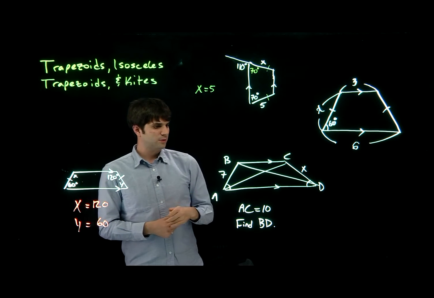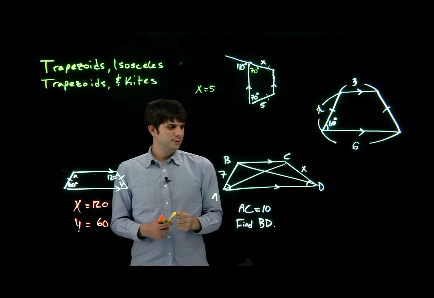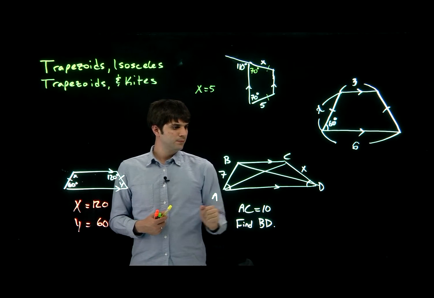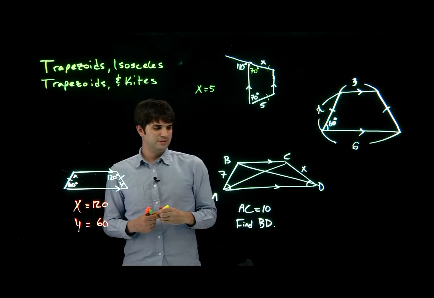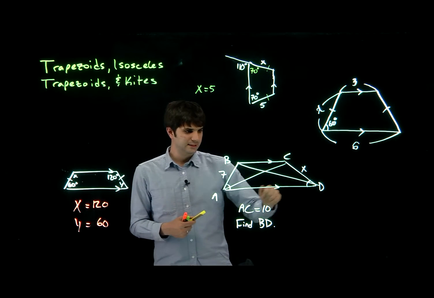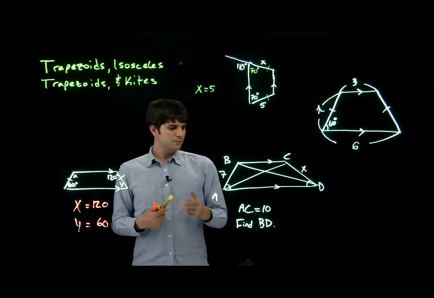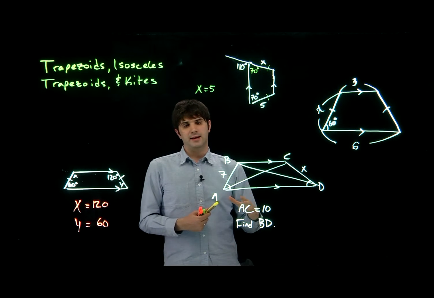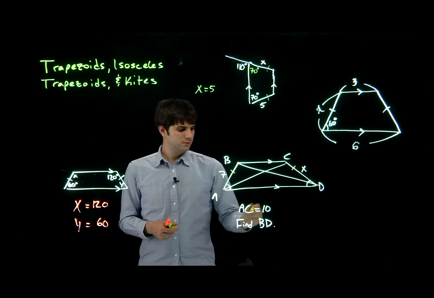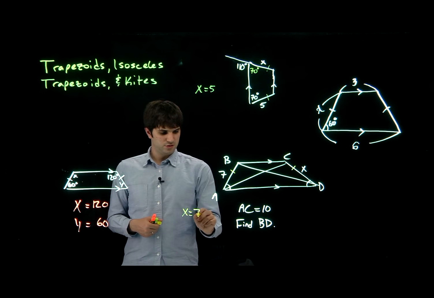Okay, let's come down here. We have quadrilateral ABCD. We see it's a trapezoid because BC is parallel to AD. Now, is it isosceles? It looks like angle BAD is congruent to angle CDA. Because of that, if one pair of base angles is congruent, then the trapezoid is isosceles. So we know that x is going to equal 7.